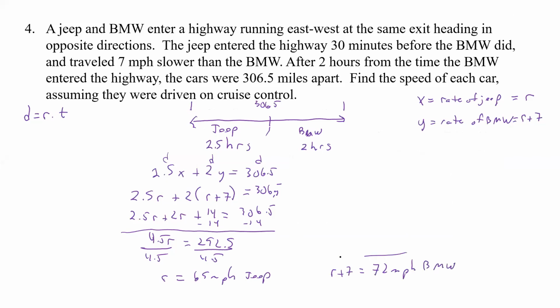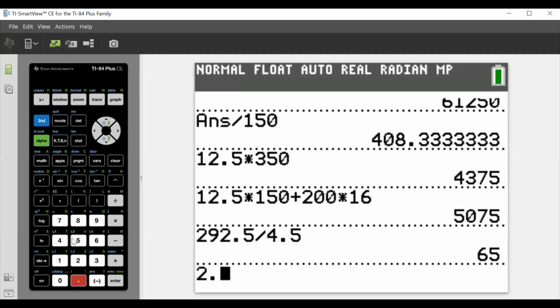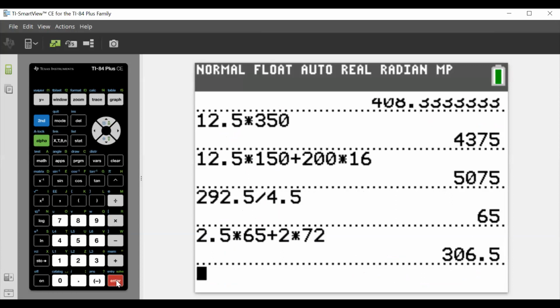Okay, so that's our two speeds, and that's what they wanted. Actually, yeah, the speed of each car. And now what we have to do is see if that works out. And so we're going to take 2.5 times 65 plus 2 times 72, and it should be 306.5, which it is. And so therefore, those both work.